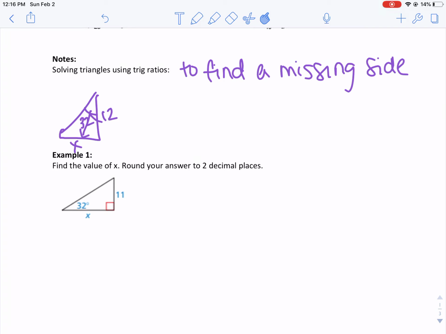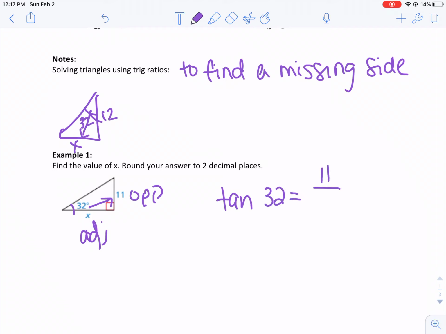So our first example says find the value of x, round your answer to 2 decimal places. So they give us this 32 degrees here, and then we have 11 and x. So we have to decide if we're going to be using sine, cosine, or tangent. So from 32, we have the opposite side, and we have the adjacent side. So since we have opposite and adjacent, we're going to do tangent. So we're going to take the tangent of 32 degrees, and that's going to be equal to the opposite, which is 11, over the adjacent, which is x.